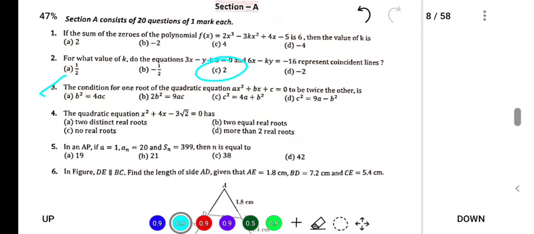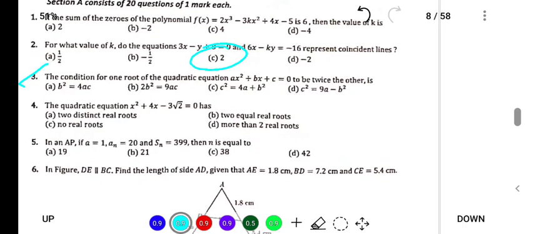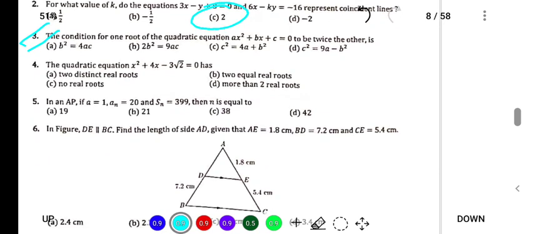Okay, so coming to question number 3: the condition for one root of a quadratic equation to be twice the other. It is a good question. This type of question comes in the board exam every time. So let's start. One root is twice the other.